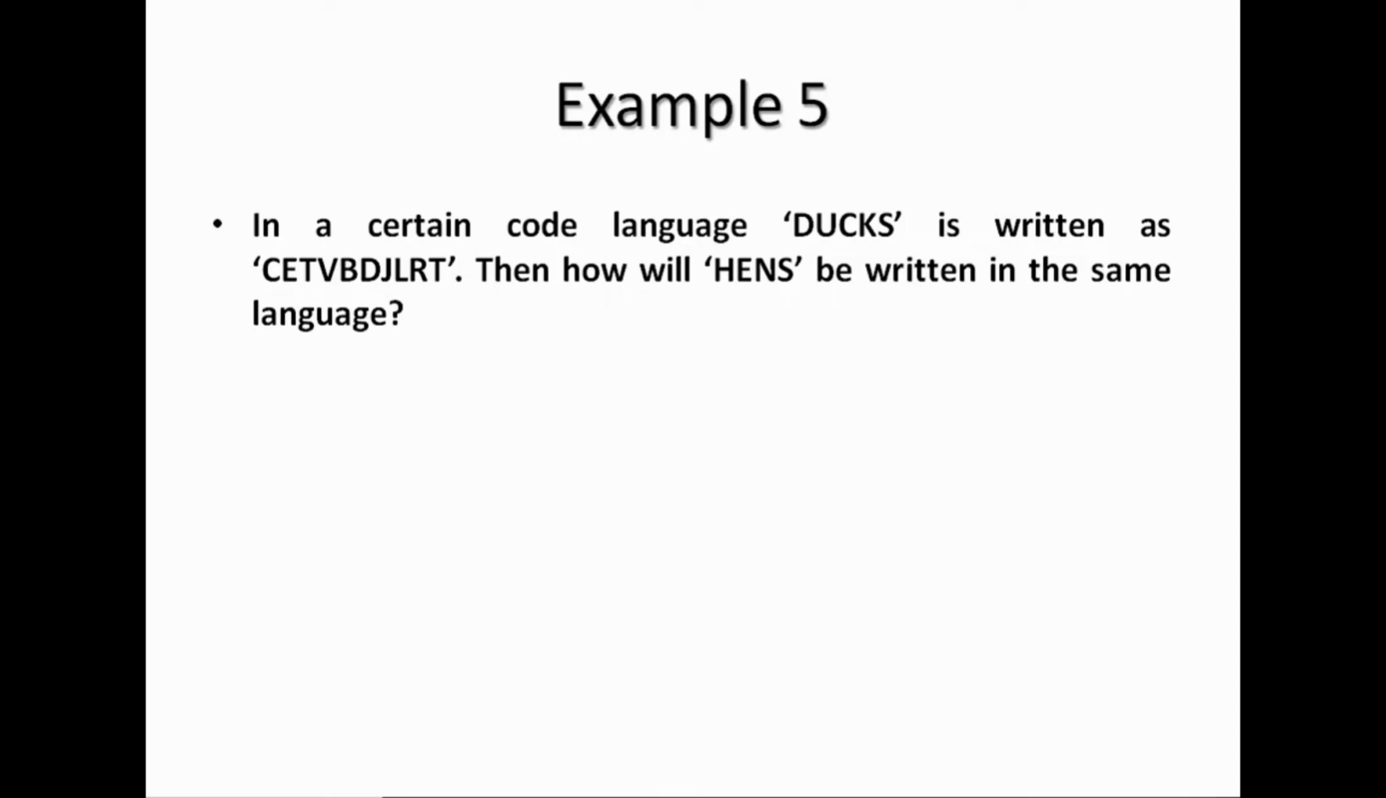Next example. Here the word is ducks, written as CETVBDJLRT. So first time we are facing this type of question, right? In the previous questions, from hint word to code word, the number of letters is the same. But here in the hint word there are only 5 letters, but in the code word 1, 2, 3, 4, 5, 6, 7, 8, 9, 10 letters are there.